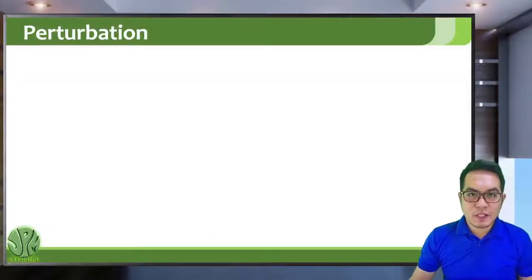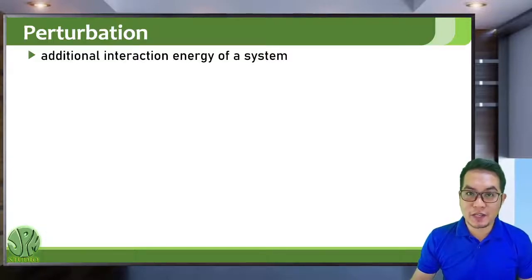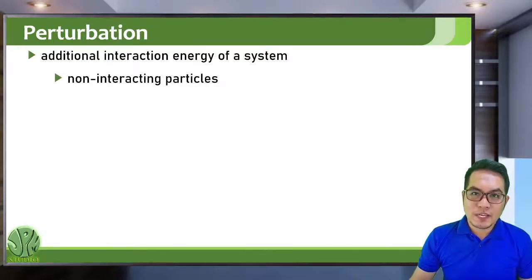So let's first discuss what a perturbation is. A perturbation is basically an additional energy of a system. It usually is the interaction energy of the system. So in the previous chapters, we have discussed two particle systems or three particle systems or many particle systems. And our assumption in the problems in the previous chapters is that the particles are not interacting.